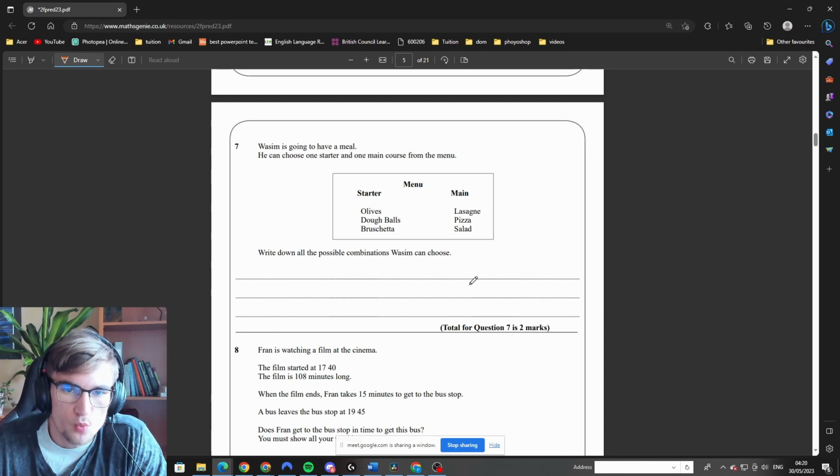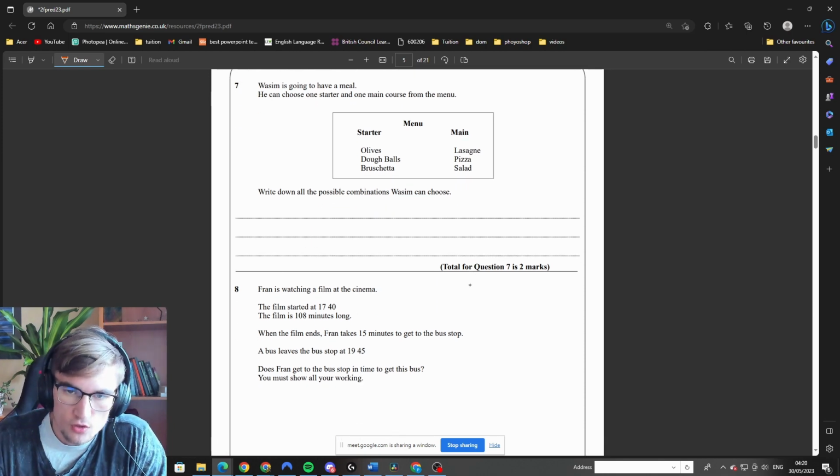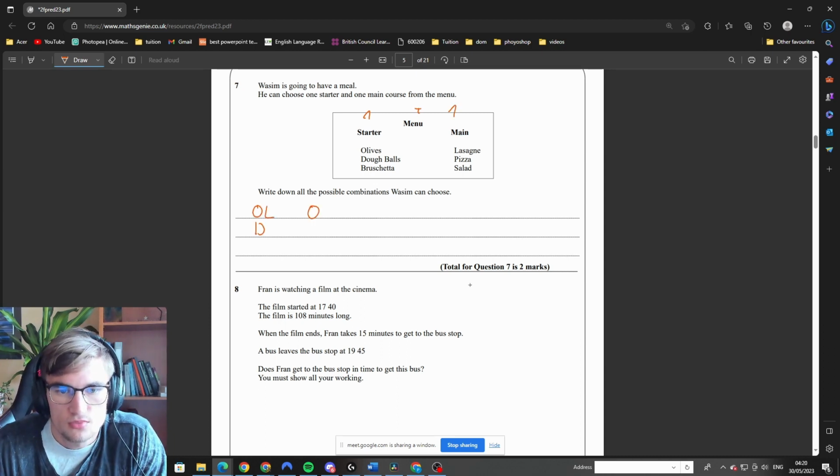Wasim is going to have a meal. He can choose 1 starter and 1 main course from the menu. Write down all the possible combinations Wasim can choose. So he can only pick 1 starter plus 1 main. So olives and lasagna, or some pizza. What else? Are there any other combinations he could make? Yeah, good.